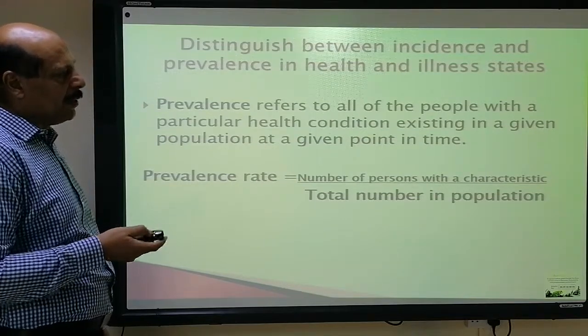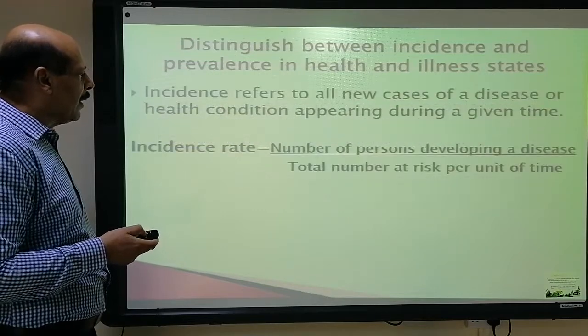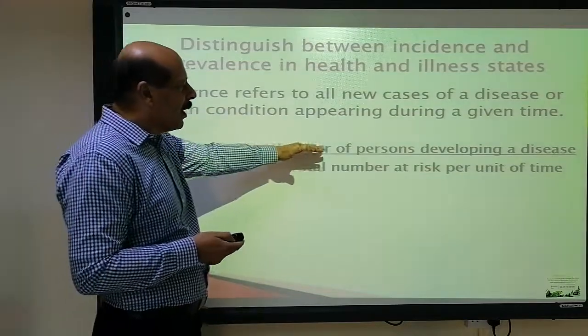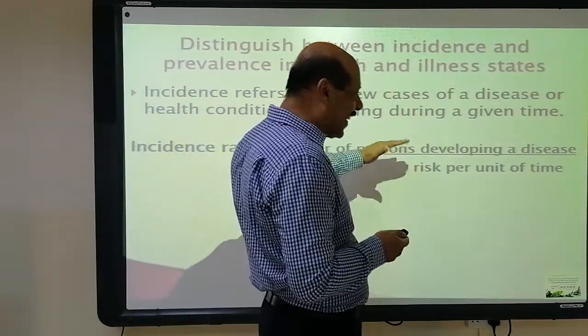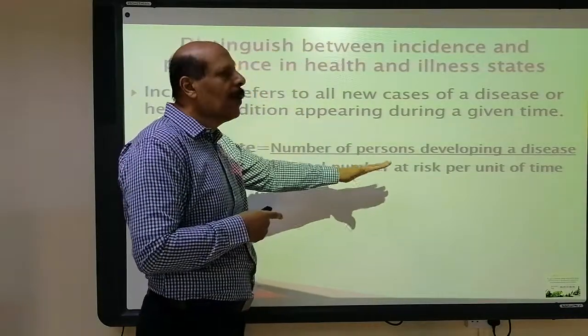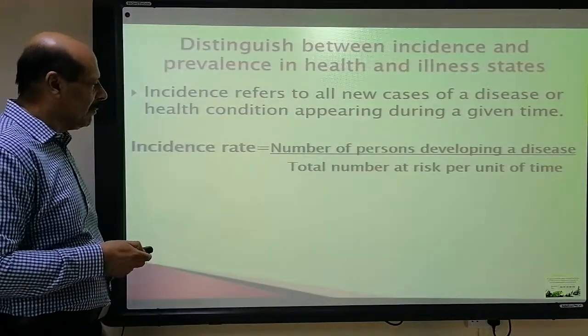It might be per 10,000 or a percentage. But for incidence, it is the number of persons developing the disease in a period of time over the number of people at risk at the same time.